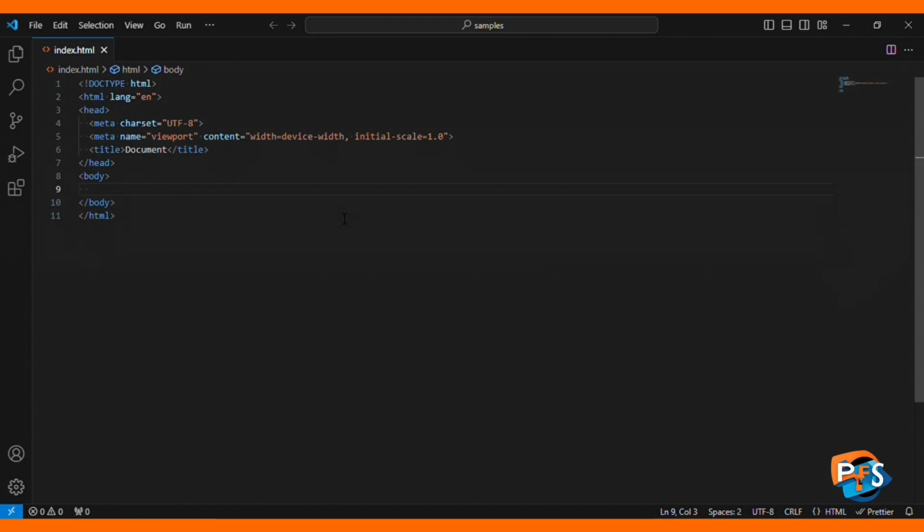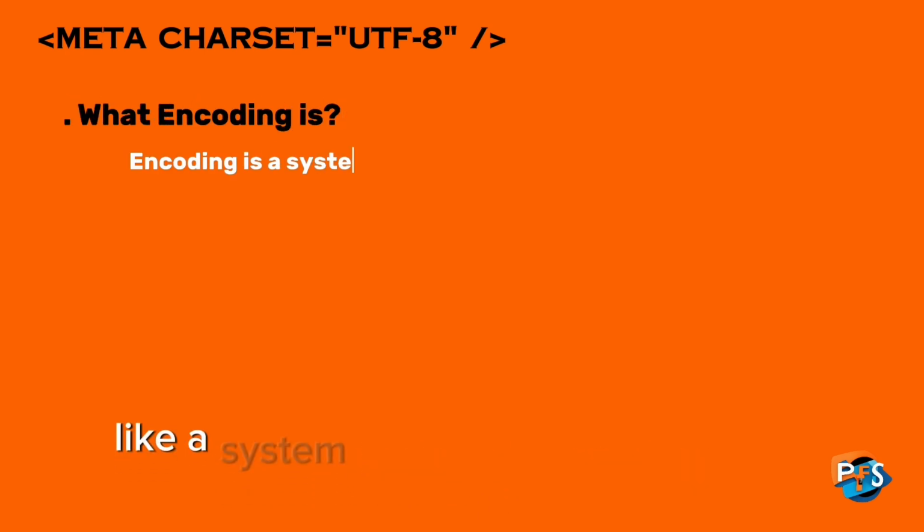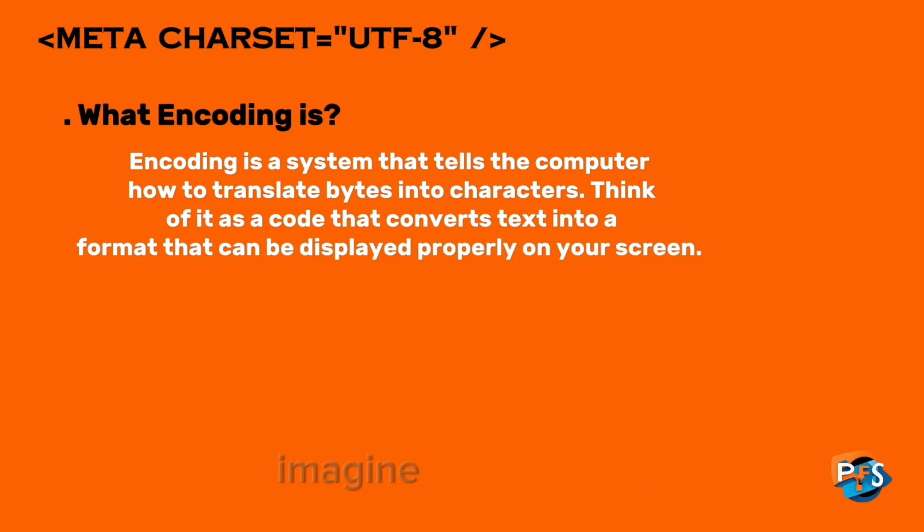Now, I bet that there is some confusion about meta tags and their arguments, so let's go and explain these together. First, we have the charset argument. This meta tag helps the browser understand how to read and display characters on your web page. So, what exactly is encoding? Encoding is like a system that translates text into a format that the computer can display. Imagine it as a code that converts text into something that shows up properly on your screen.